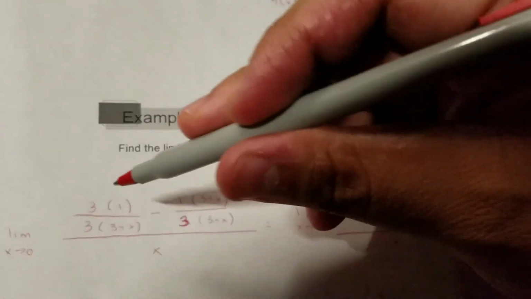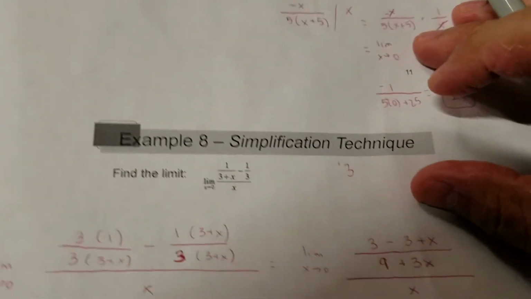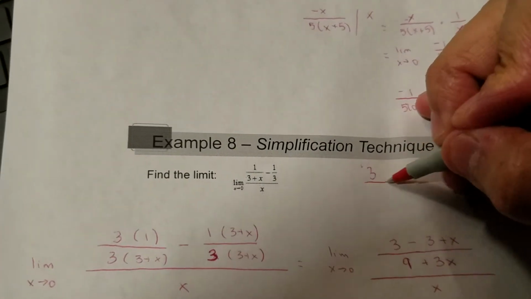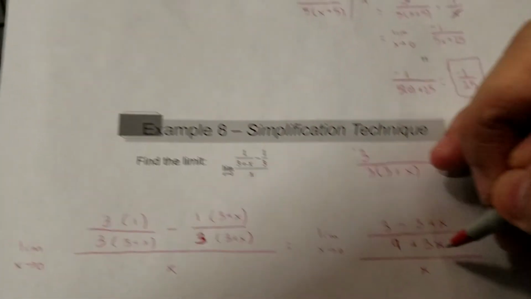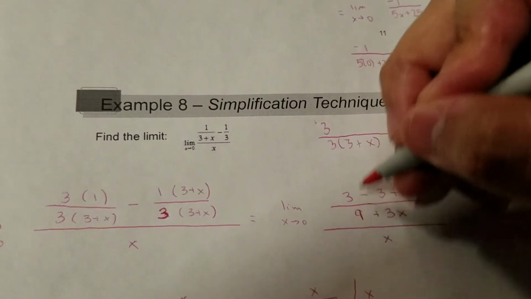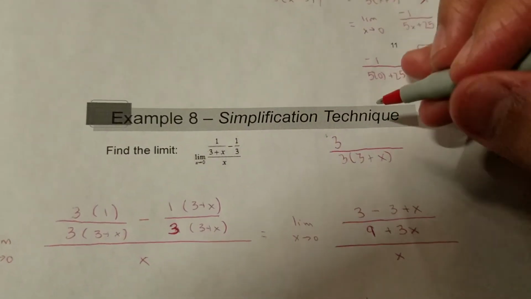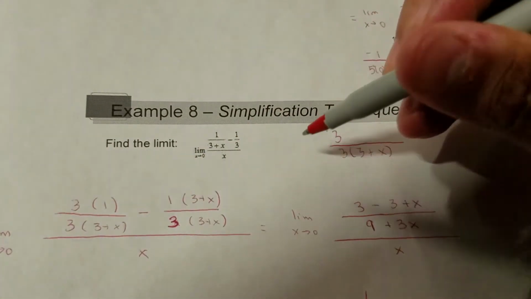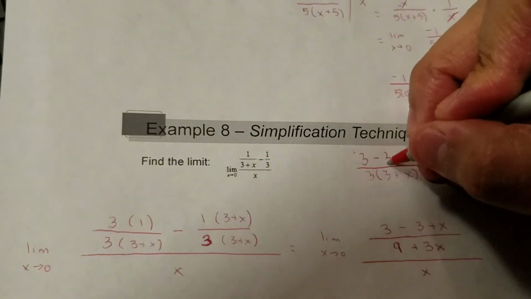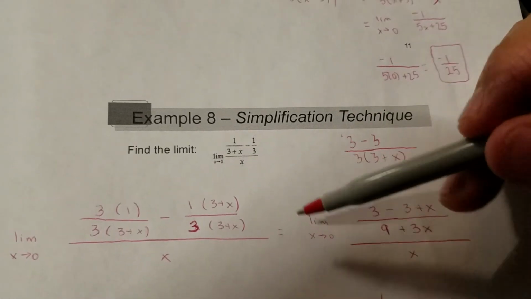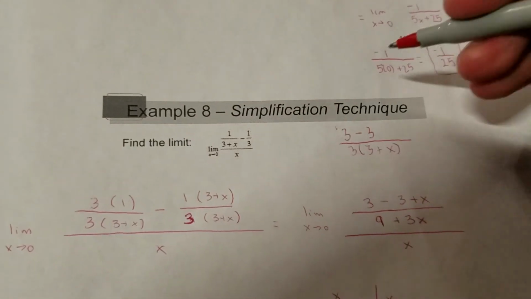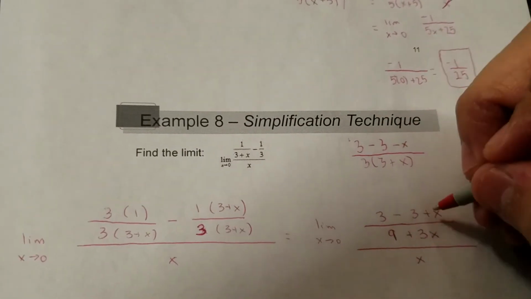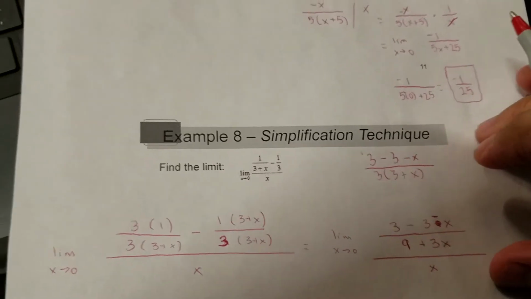So right here, what I did is 3 times 1 is 3. And this is 3 over 3 plus x. What you're seeing over here is just that I simplified it. So 3 times 3 is 9, and 3 times x is 3x. So negative 1 times 3 is negative 3. Negative 1 times x is negative x, so that's a mistake on my part. This should be a negative. That's going to be carried through all the way.